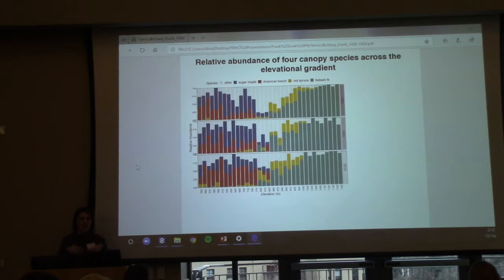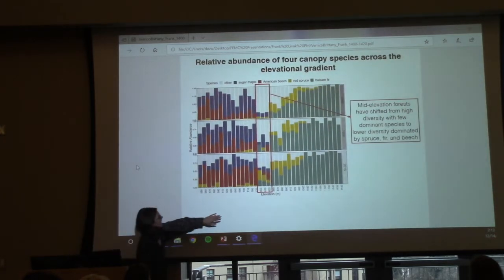So to take a deeper look into these splines and looking at the biological response, we looked at four canopy species that are pretty dominant, not only on Camel's Hump, but also throughout the region. These include sugar maple, American beech, red spruce, and balsam fir. And I'm showing here the relative abundance of these species for three different benchmark periods.